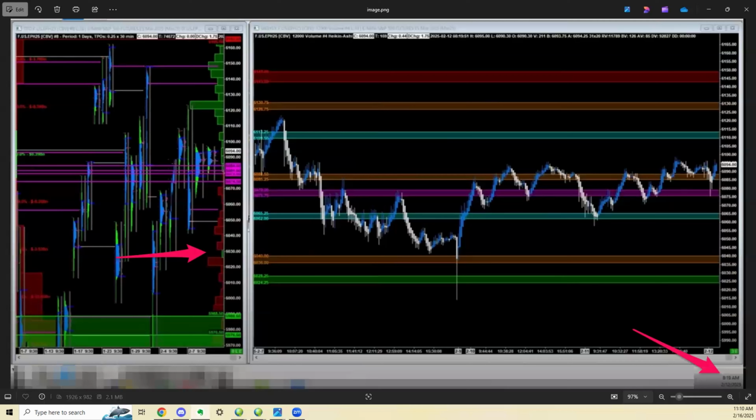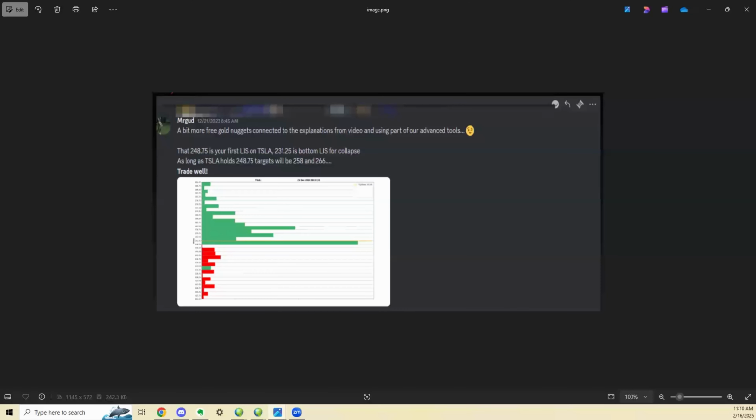We use our line in the sand as a first line of defense. If we look back to Tesla in 2023, we had laid out in December ahead of the market open that 248.75 was your line in the sand on Tesla, and 231.25 was the collapse line. So we could go long Tesla at 248.75 and have targets of 258 and 266. And we nailed the low of the day for that day.